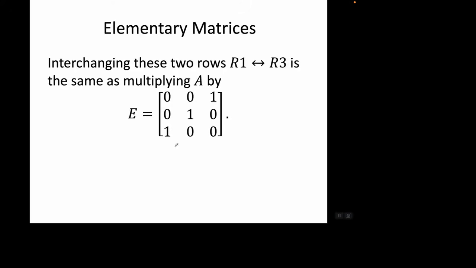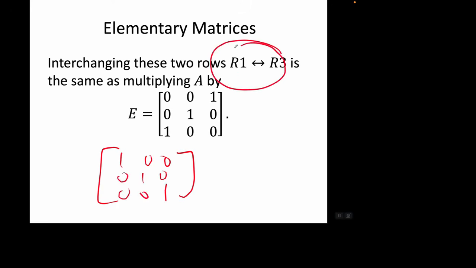Interchanging these two rows, R1 and R3, is the same thing as multiplying A by E. Where did this matrix E come from? We took the identity matrix and we performed this same elementary row operation on it. Namely, we interchanged rows 1 and 3, and then we got this. And that's how we find the matrix E that we need to multiply by A in order to obtain the matrix we would have obtained had we performed that elementary row operation on A.